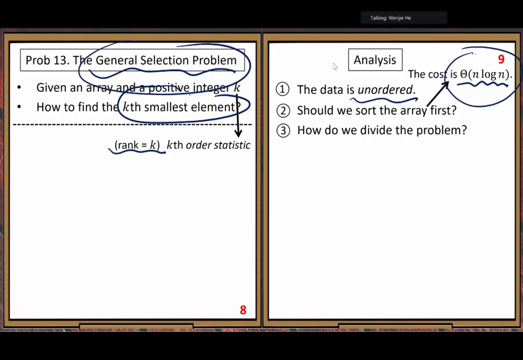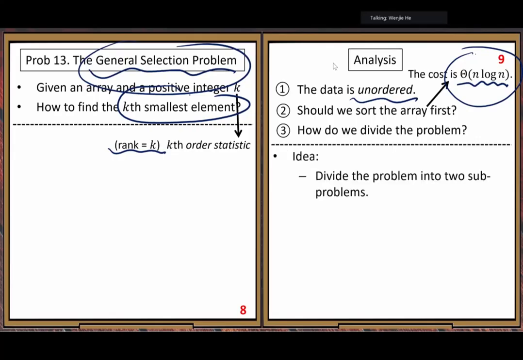So that's the main technical problem to be solved for this question. The idea is to divide the problem into two sub-problems. But the question is, in order to get better performance, better efficiency, the way to divide is very important.